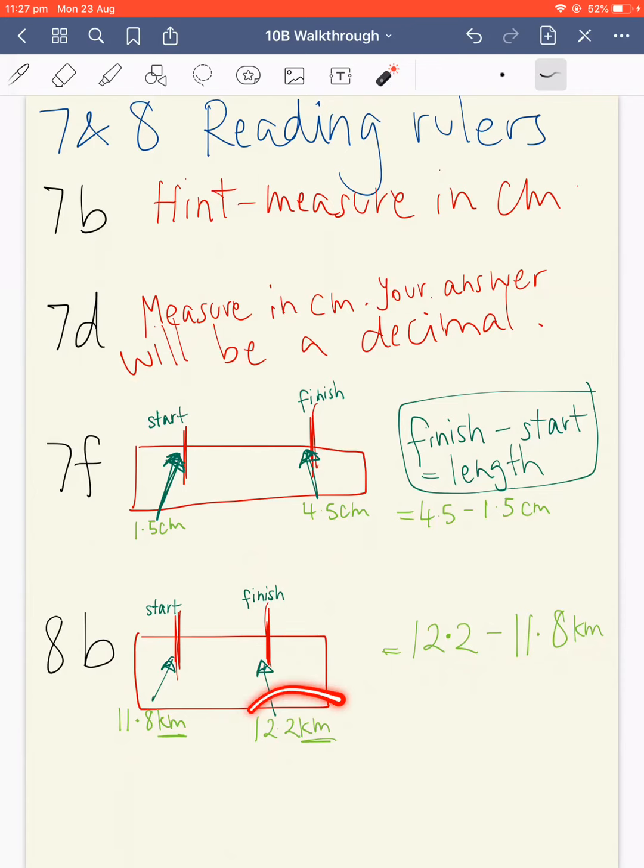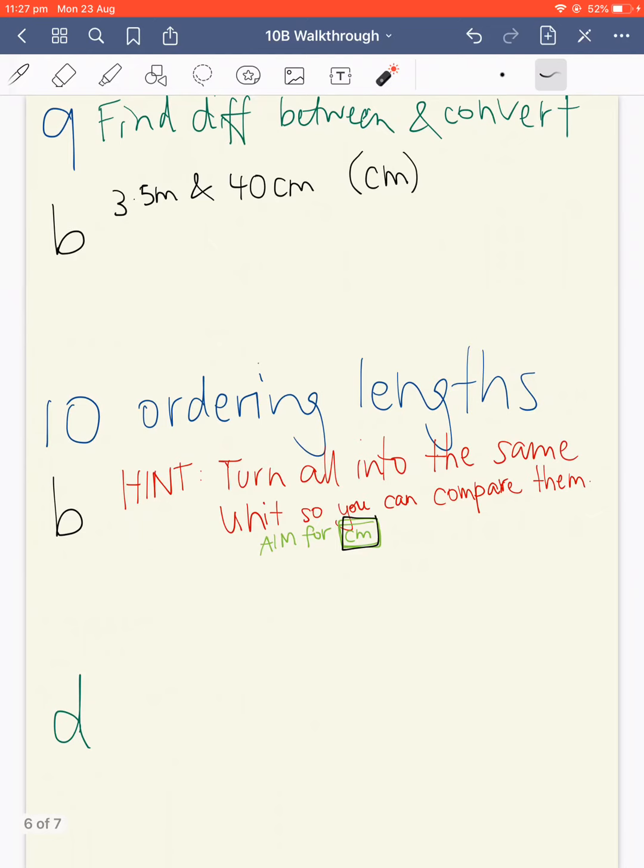So I do my finish minus my start, and I get my answer, which will be 0.4 kilometers. Make sure to put those numbers in. For question 9, just to help you out as well, what you are doing is using subtraction to find the difference between those measurements, and we have to do some conversions.